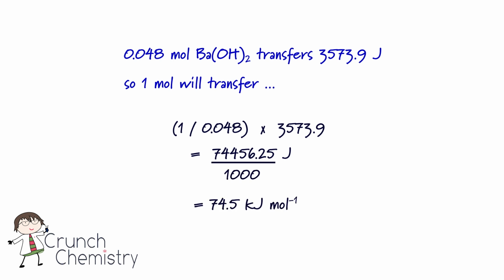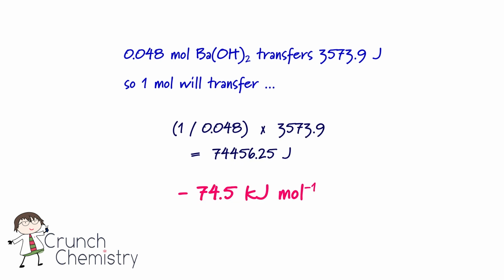However, we're not finished yet, because it's up to us to decide whether this reaction was exothermic or endothermic, and so decide on the sign for the final answer. Well, we know that the temperature rose. Therefore, it's an exothermic reaction, so I need to put a minus in front of my final answer. I'm also going to round to 3 significant figures because the least precise piece of information that I put into my original calculation was 3 sig fig. So final answer, minus 74.5 kilojoules per mole.